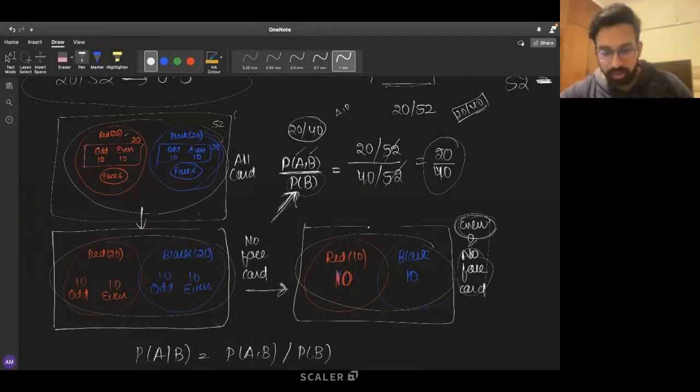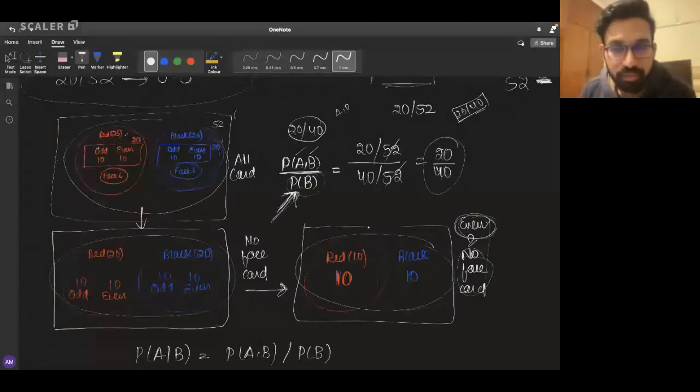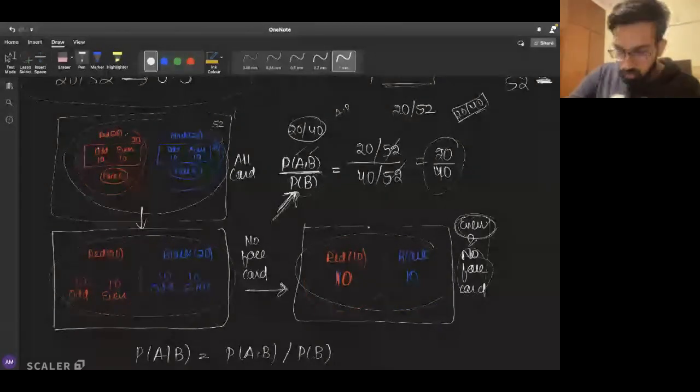Yes. So, event A in this case is even numbers, meaning we have 20 divided by 52. That's probability of A, right? Correct. And event B is not a face card, so probability of B is 40 by 52. Okay. Now, if we do an intersection, shouldn't it be 20 divided by 52 multiplied by 40 divided by 52, instead of just having 20 divided by 52 as the numerator?